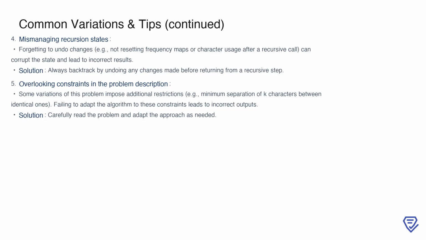Additionally, some variations of this problem introduce extra constraints, like requiring a minimum separation of k characters between identical ones. If you overlook these constraints, your solution may fail to meet the problem's requirements. The key here is to carefully read the problem description and adapt your algorithm accordingly. This could involve modifying the frequency map or adjusting the way you validate states during recursion.